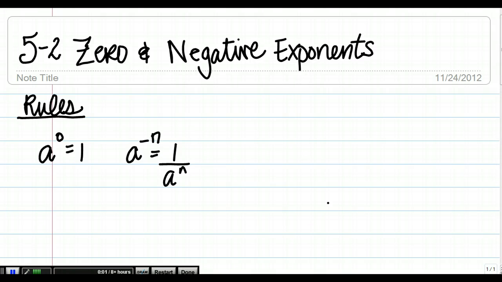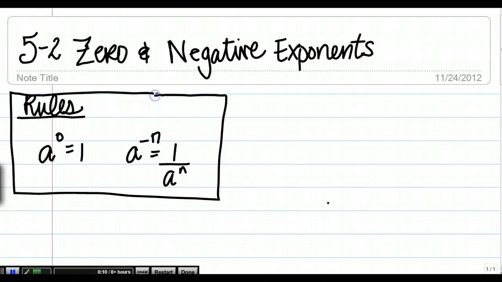Today we're doing 5.2, zero and negative exponents. There are two rules that you need to know. You need to understand and memorize that anything to the 0 power is 1. You also need to memorize that whenever you have a negative power or a negative exponent, if you flip the fraction and put it underneath, you get a positive.